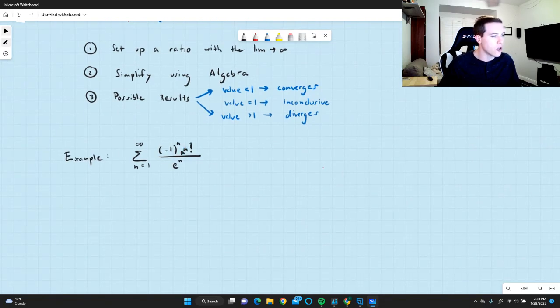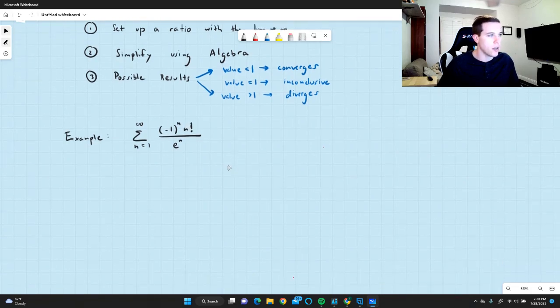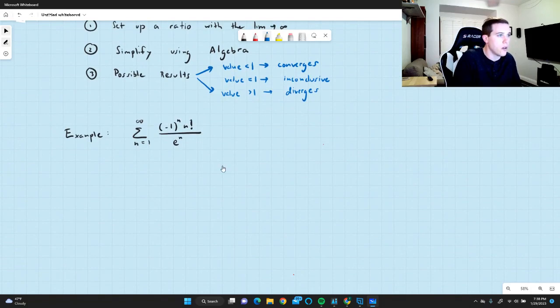You also could try using the test for divergence or the alternating series test, but I want to show you how to do this with the ratio test. So yes, there are other ways you could do this one. So we're going to use the ratio test.